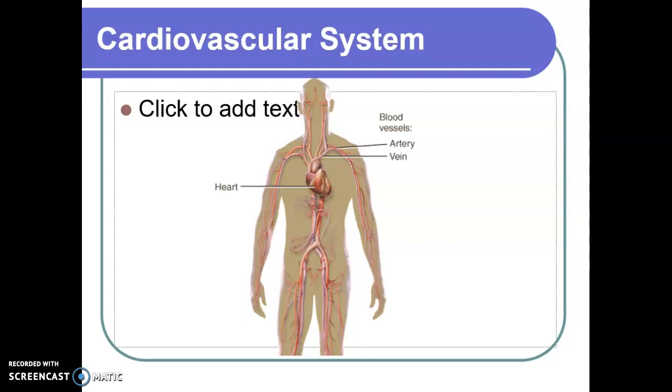And arteries are the structures that carry blood away from our heart. Artery starts with A. Veins carry blood towards the heart. So that's how those structures work.